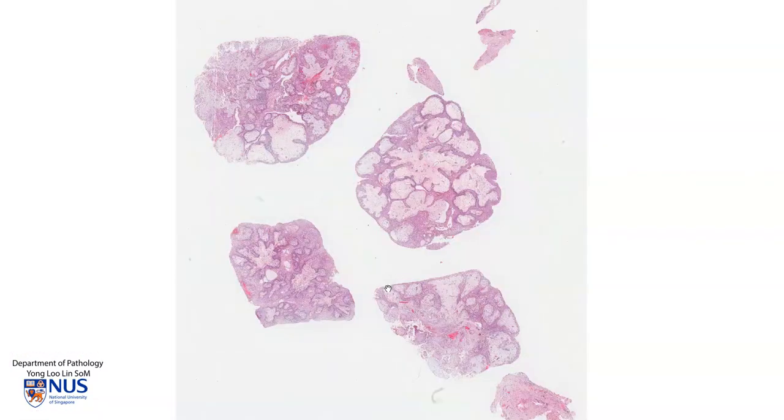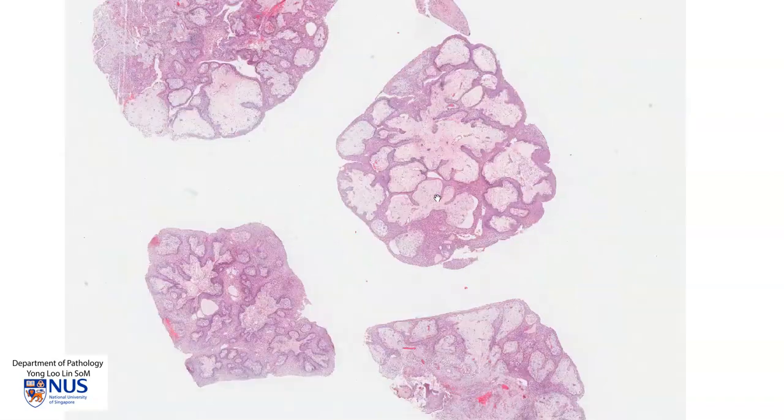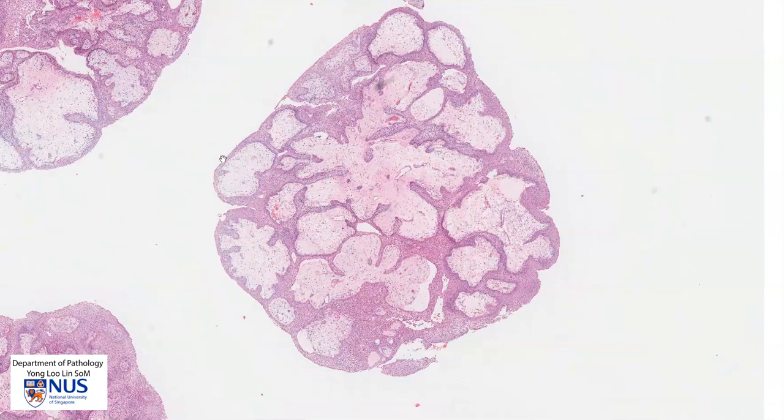So in summary, this is an example of a papillary craniopharyngioma, and we can see broad papillary fronds with edematous fibrovascular stromal cores and covered by benign stratified squamous epithelium.